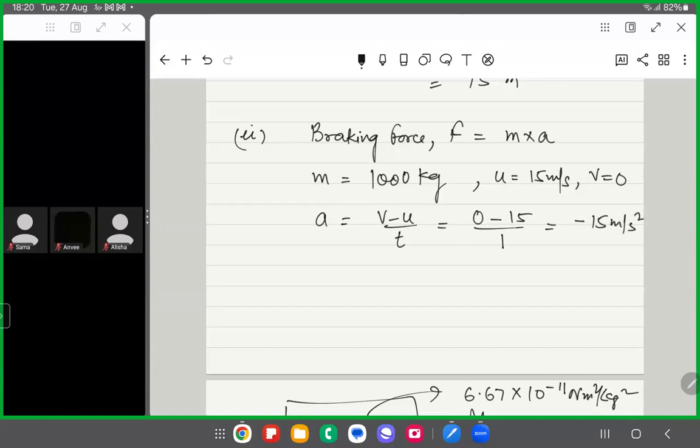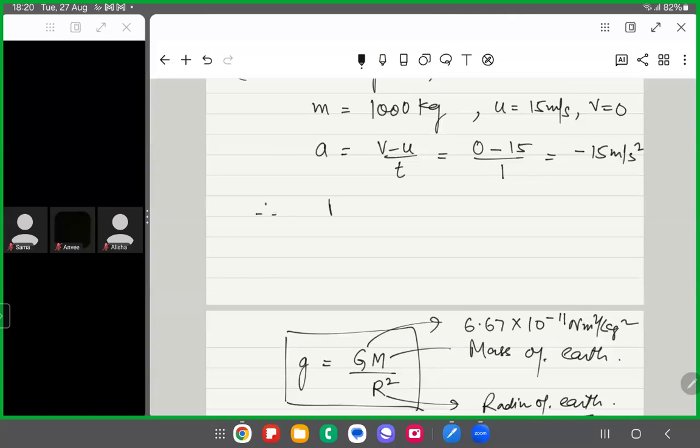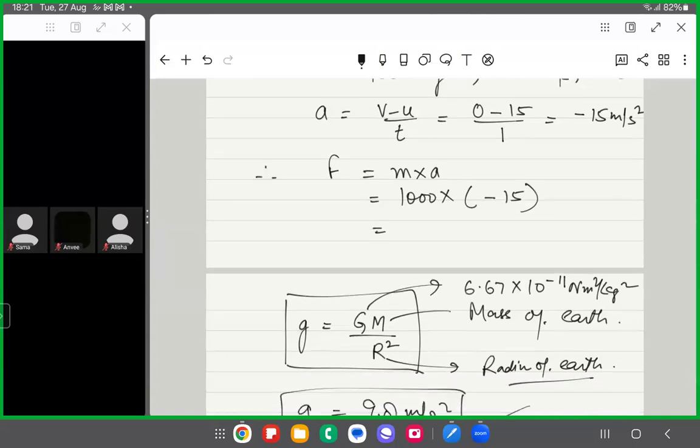Right? Now we can easily find the force, braking force. Force F is equal to M into A. The mass is 1000 kg into acceleration minus 15, right? So what does this negative sign show? That it is a retardation. This is not an acceleration, this is a negative acceleration. Means it is retardation, right? Velocity is decreasing. So it will become minus 15,000 Newton.